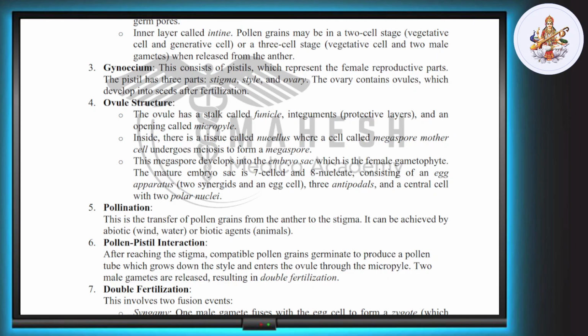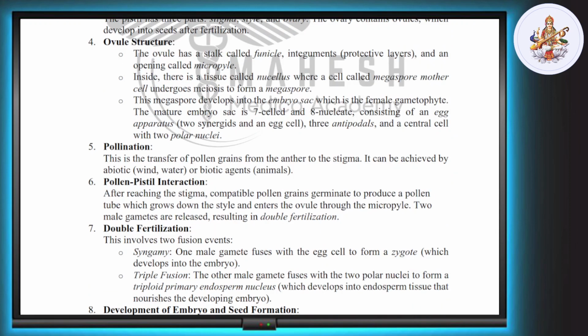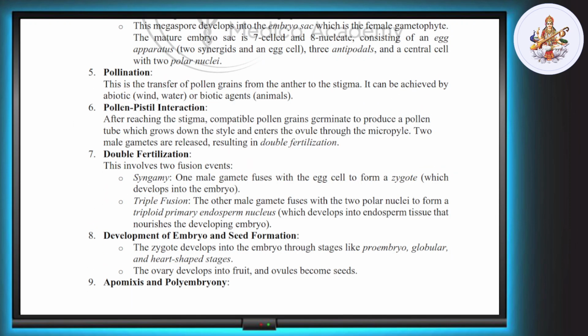Pollination is the transfer of pollen grains from the anther to the stigma. It can be achieved by abiotic agents like wind and water or biotic agents like animals. After reaching the stigma, compatible pollen grains germinate to produce a pollen tube which grows down the style and enters the ovule through the micropyle. 2 male gametes are released, resulting in double fertilization.